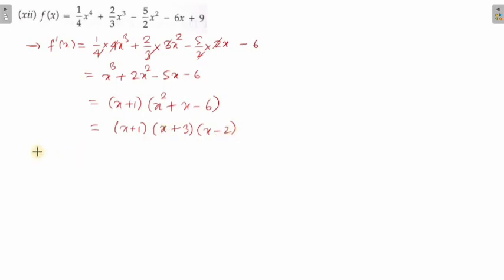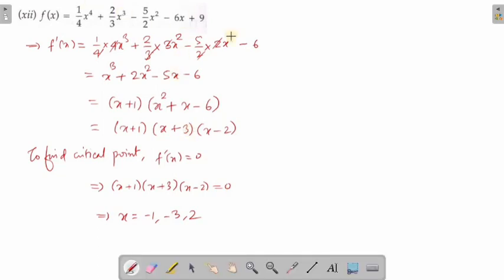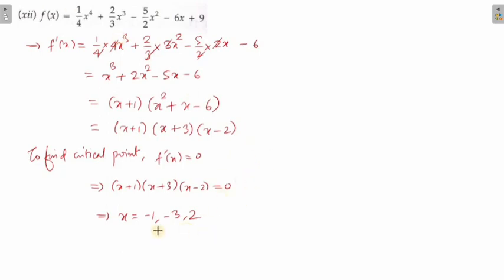Now to find critical points, you must have f dash of x equals to 0, right? So f dash of x is x plus 1 into x plus 3 into x minus 2 equals to 0. So from here we get x equals to minus 1, minus 3 and 2. So these are the 3 critical points. Remember, in earlier questions we had only 2 critical points, but this time we have got 3 critical points. So kindly look at this very carefully. Let me do it here only.